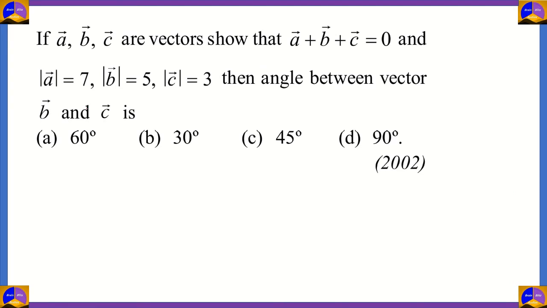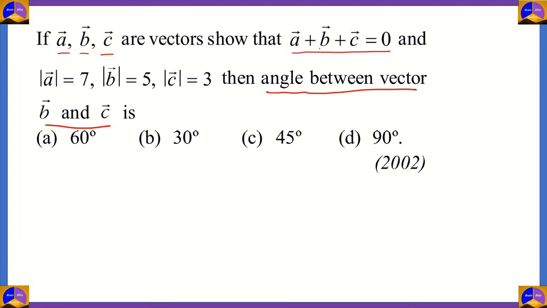Let's look at the next question. If vector A, vector B, and vector C are vectors such that vector A plus vector B plus vector C is 0, then you need to find the angle between the vector B and C. So this is a slightly tricky question, and we're going to be using the values present in the question.